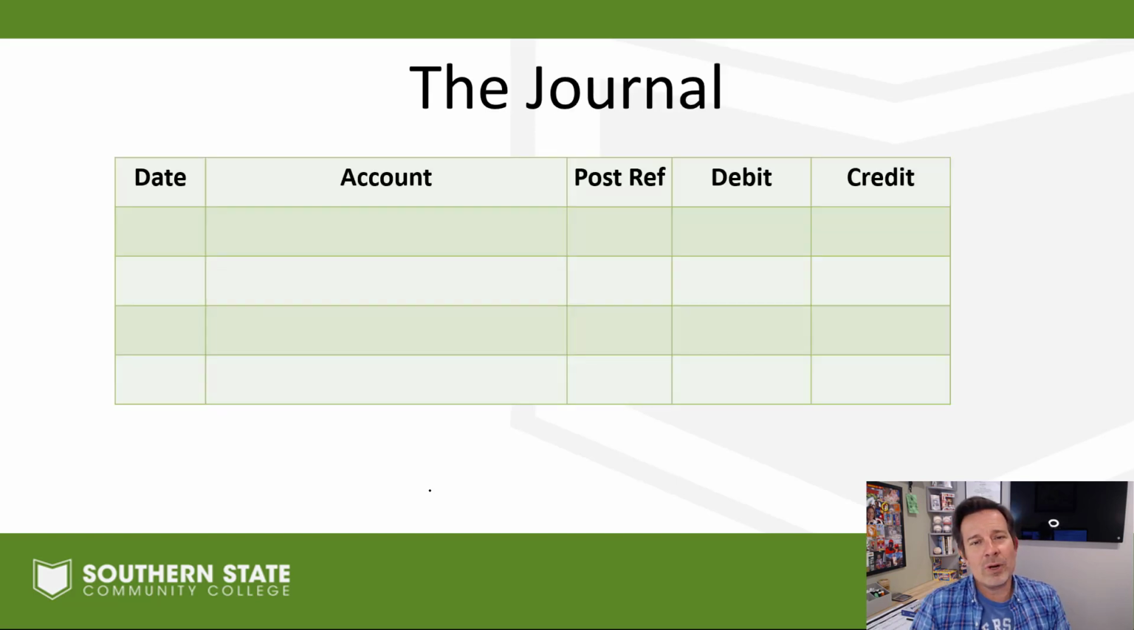Our journal looks like what you see right here. We have a few columns here. Obviously, the date the transaction occurred. The account column is going to be for the accounts involved. We have a column called posting reference, which is simply what account number the transaction went into. We have a debit area and a credit area. And so we're going to enter transactions into our journal.